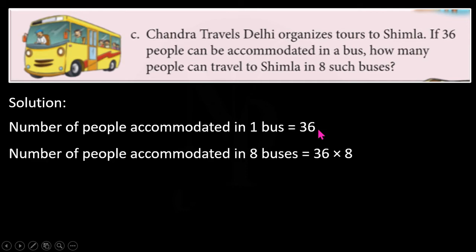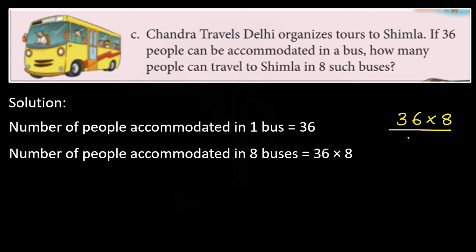Number of people accommodated in 8 buses, 8 such buses. So we should find the product of 36 and 8. Because in one bus 36 people can be accommodated, and to find the number of people that can be accommodated in 8 buses we should multiply 36 by 8. Let us multiply now. So we write 36 into 8 and we multiply.